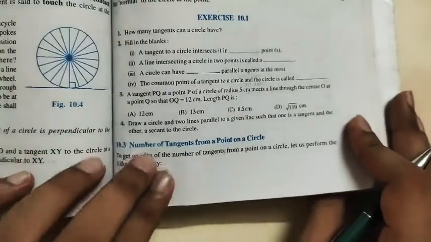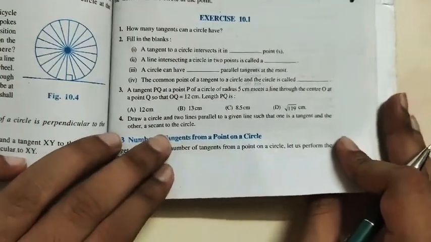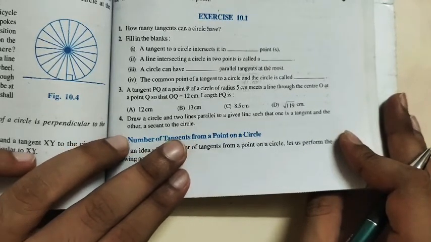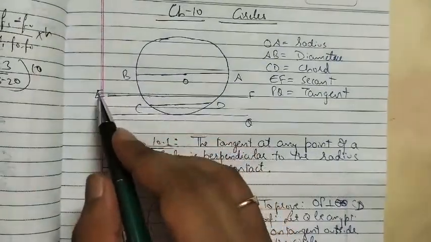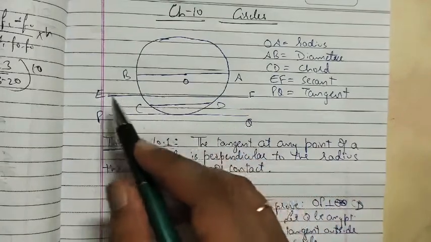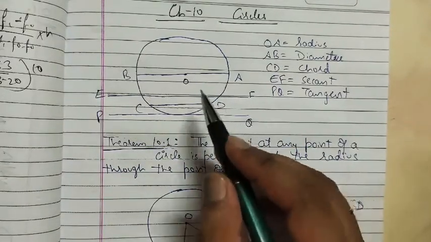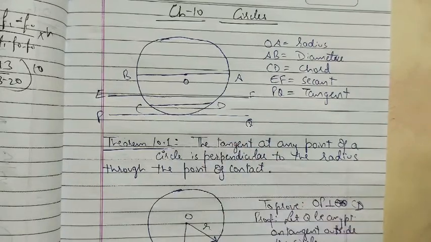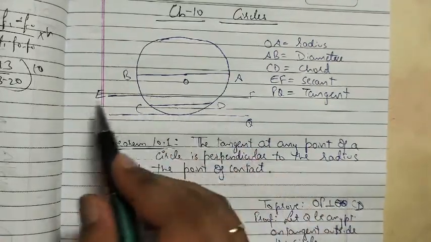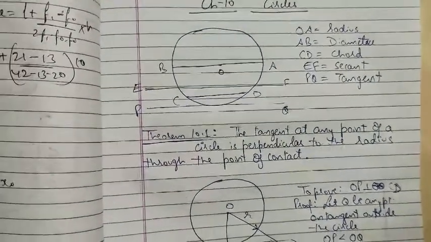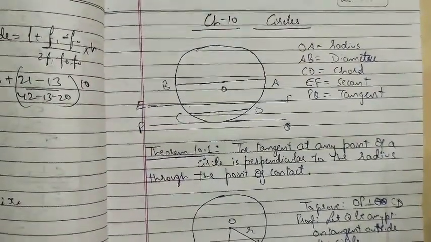Next, draw a circle and two lines parallel to a given line such that one is tangent and the other is secant to the circle. So draw a circle and draw two lines, EF and PQ. EF is secant and PQ is tangent, and both are parallel. This is question number 4. So we have completed exercise 10.1.